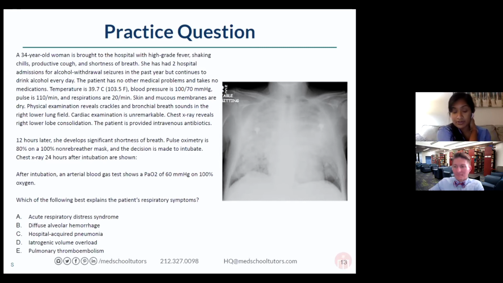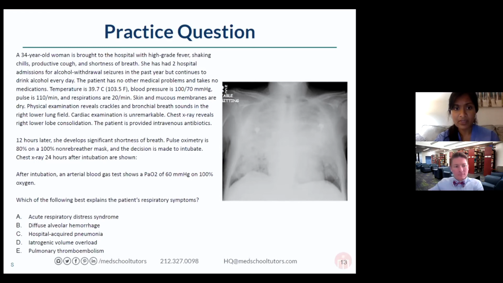So the PaO2, as we discussed, anything under 70, you should be thinking, okay, this needs to be brought up. Here we're at the level of 60, so very low. Which of the following best explains the patient's symptoms? A lot of people are throwing in their answers. Let me see what we got. Okay, great. We've had a fair mix of answers here.